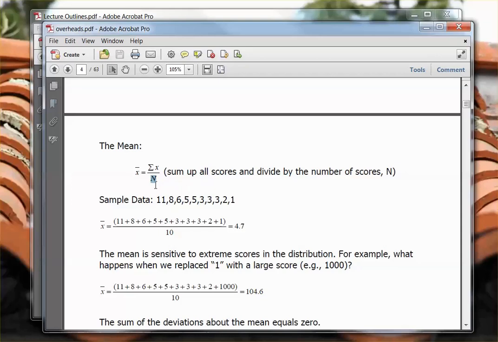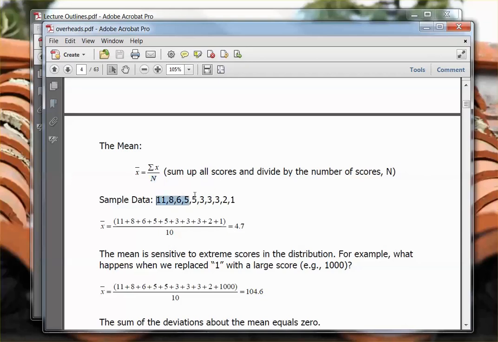Now, later on, we're going to use capital N and lowercase n. Capital N generally refers to all of the scores in a particular group, and in this case, if we only have one group of scores, it's unambiguous. In other cases, we'll have three groups of scores. Capital N would refer to all of the scores across all three groups, whereas lowercase n would represent the number of scores in any one particular individual group. So that's just to foreshadow a little bit.